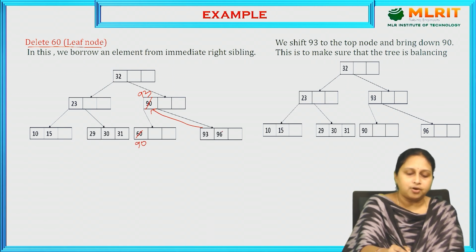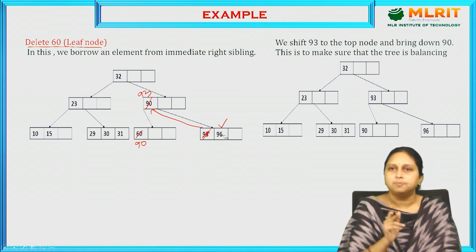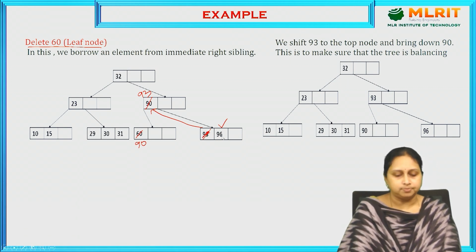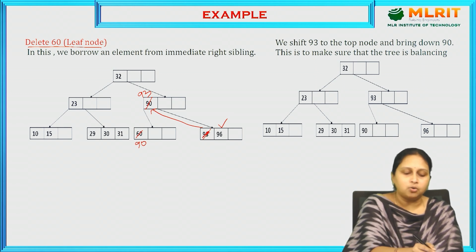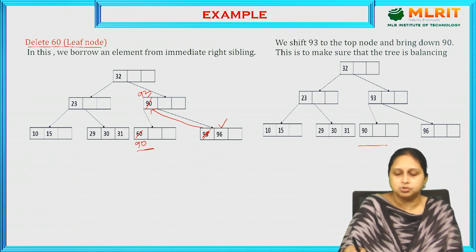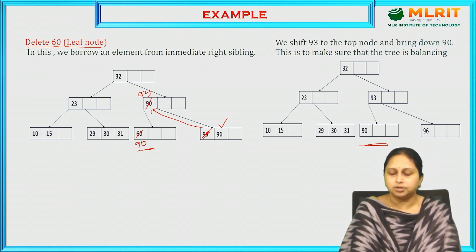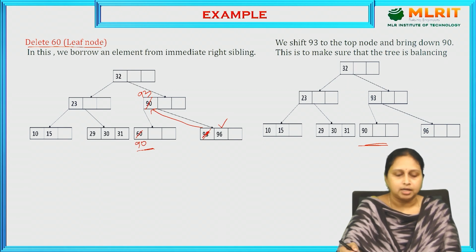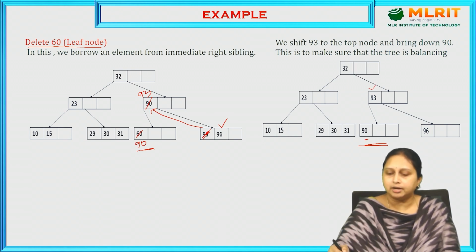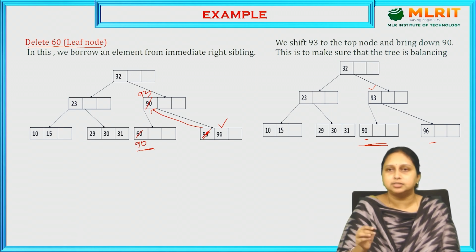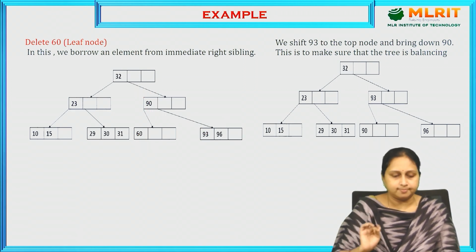Now, if I am removing 93 from here, I am getting only 96. That means I have the minimum of one element in the B tree. It is satisfying our property of a B tree, right? Now, after updating, this is your tree. The tree is also balanced. You can check 93 is the root node, 90 is the left child and 96 is the right child. It is satisfying our BST also.